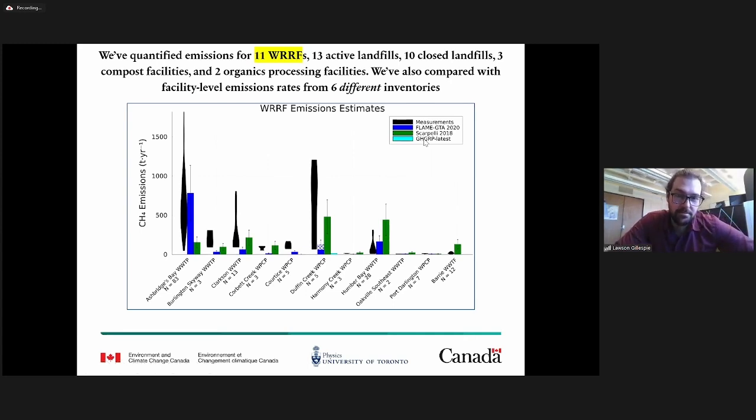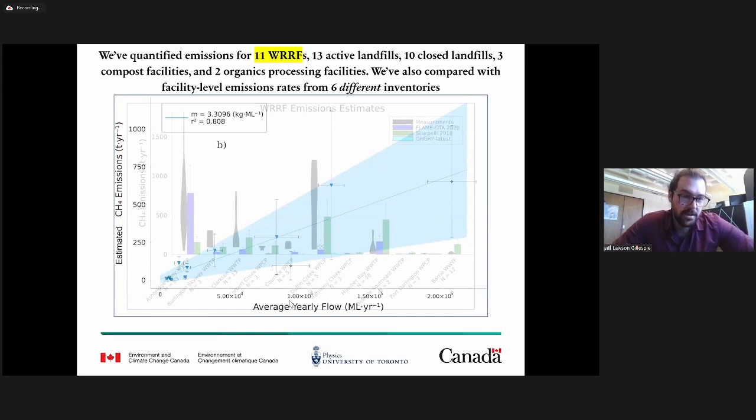Largely, we can see that the Flame GTA inventory is doing okay for our two largest facilities as predicted by this inventory, but seems to underestimate for the rest of the facilities in the Greater Toronto Area. And the Scarpelli inventory is a bit all over the place with respect to the wastewater recovery facilities.